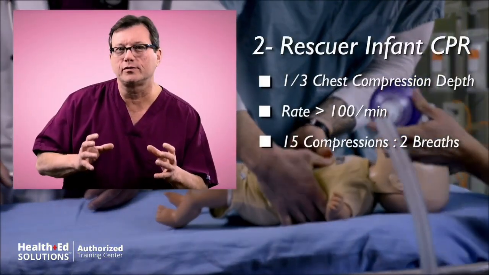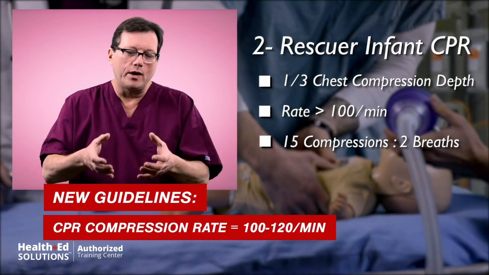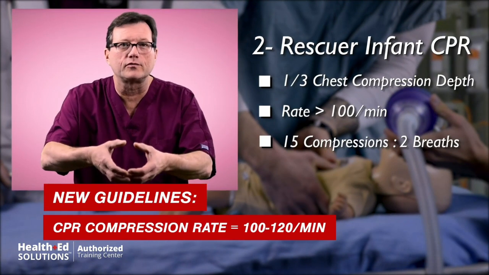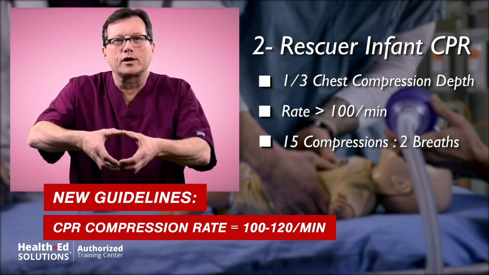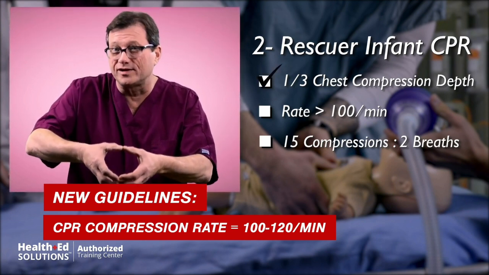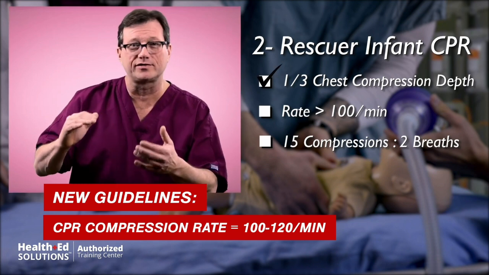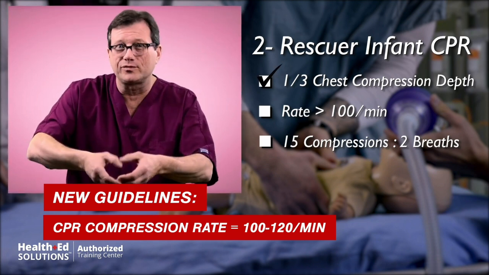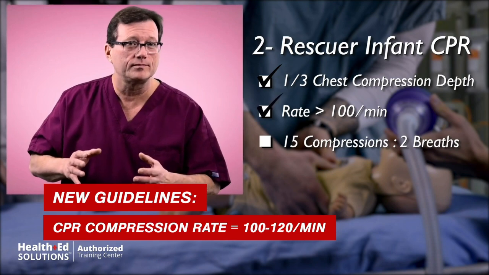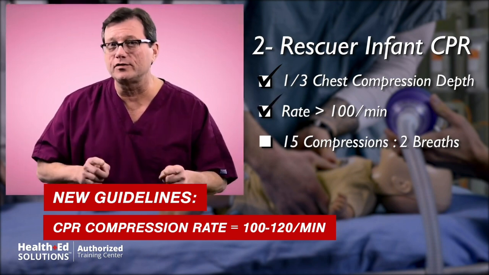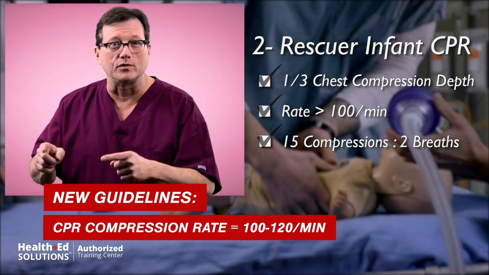Now in 2 rescuer CPR for the infant, the way we perform compressions is with a circumferential grip. Our thumb's on the sternum between the nipple line, and we're going to compress about 1/3 the distance anterior posterior of this kid's chest. So almost halfway through this kid's chest you're pushing. Again at a rate over 100, and a compression to ventilation ratio of 15:2.